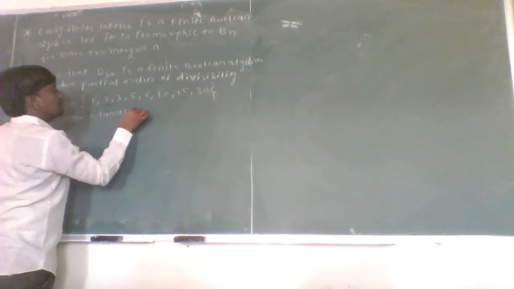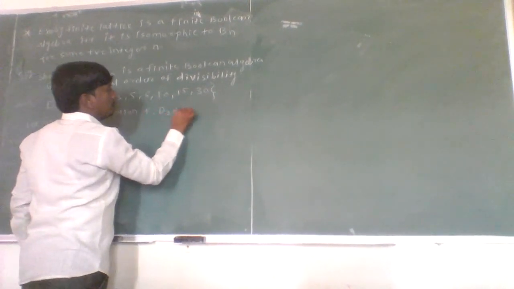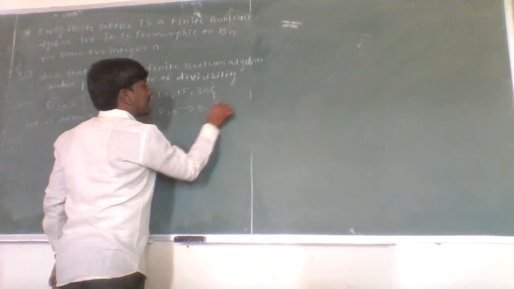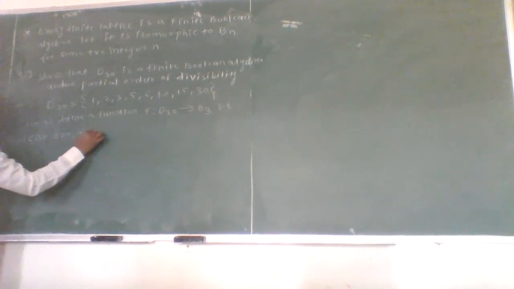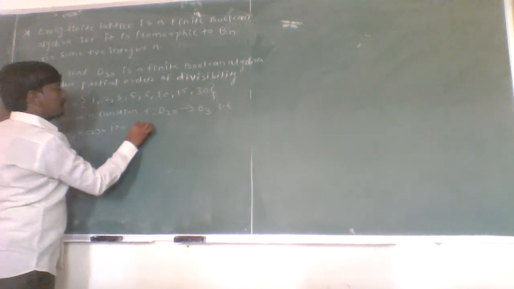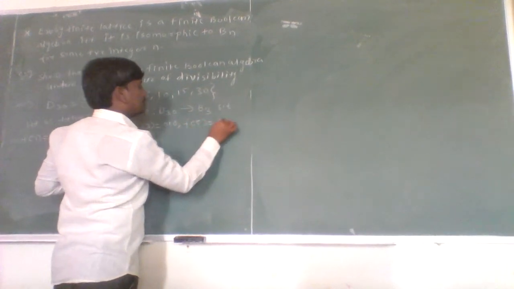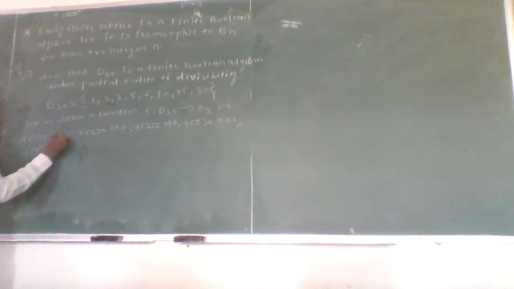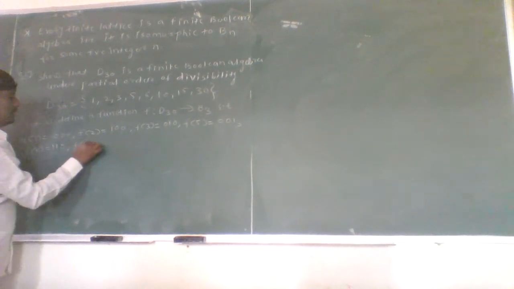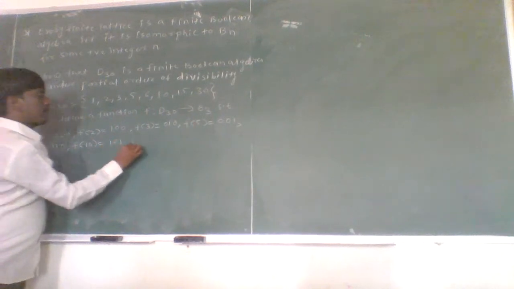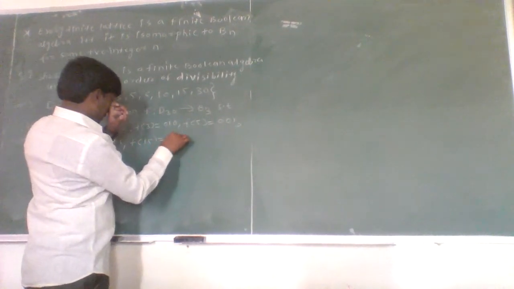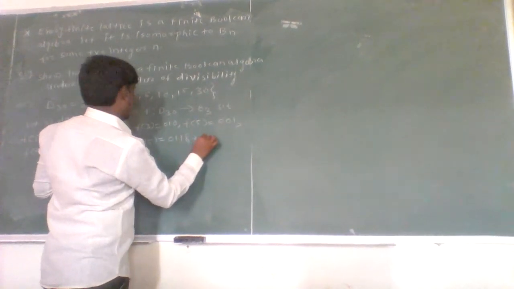Define a function f from D30 to B3, where B3 also contains 8 elements, such that f of 1 is equal to 000, f of 2 is equal to 100, f of 3 is equal to 010, f of 5 is equal to 001, f of 6 is equal to 110, f of 10 is equal to 101, f of 15 is equal to 011, and f of 30 is equal to 111.